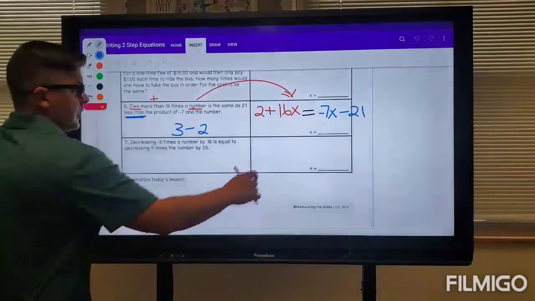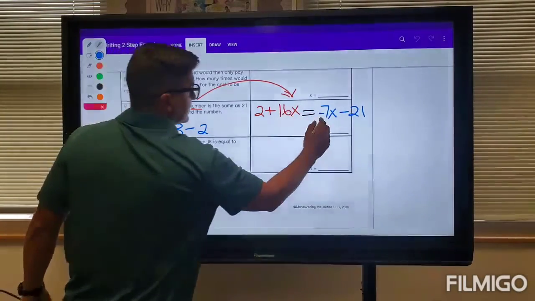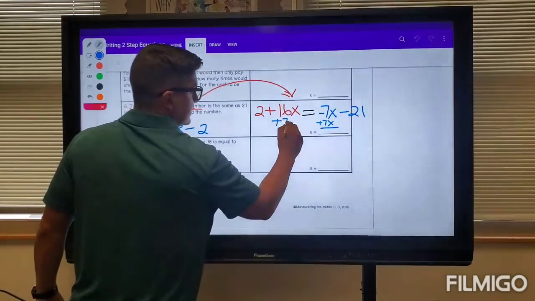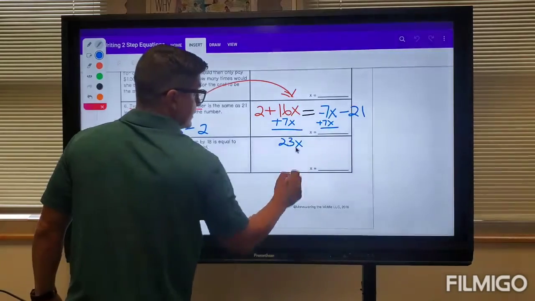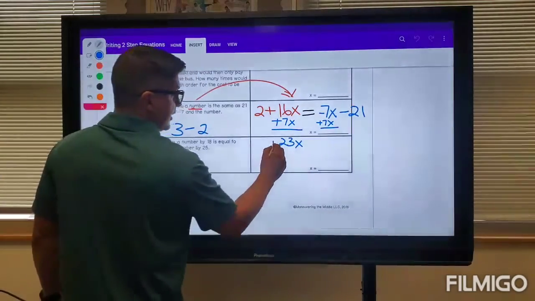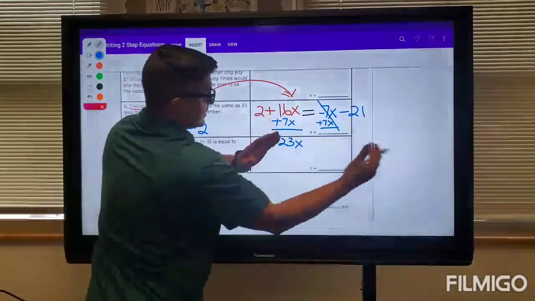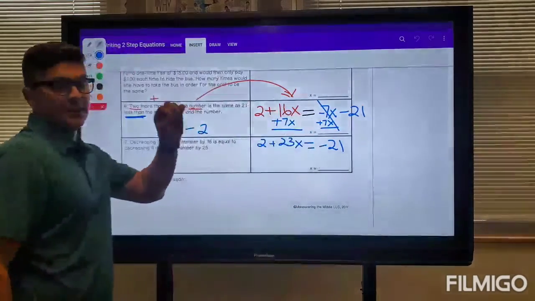Best bet for this one, you can add your 7x to both sides, okay? Add my 7x, and get my 23x, okay? I still have my +2 on this side. That's gone on the right side of the equation, and I'm left with my -21. Don't forget your negative sign there.